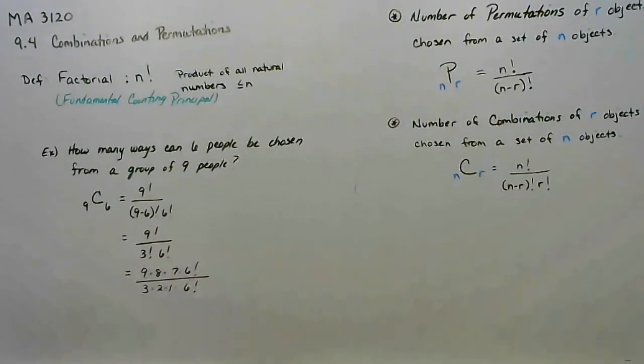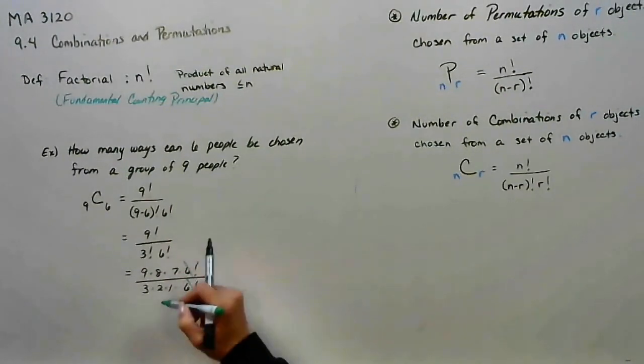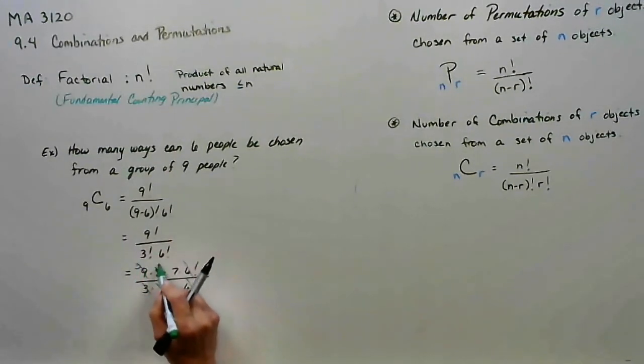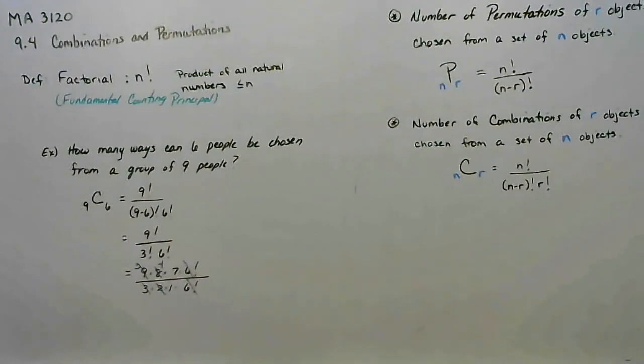And so now when we reduce, 6 factorial reduces with itself. The 3 goes into 9 3 times. 2 goes into 8 4 times. So the only thing left in the denominator is a 1, but it's always a factor of everything. So in the numerator, I'm left with 3 times 4 times 7. And in the denominator, of course, I just have a 1. Okay? So we're left with 12 times 7, which is 84 different ways you can form a committee out of 6 people.